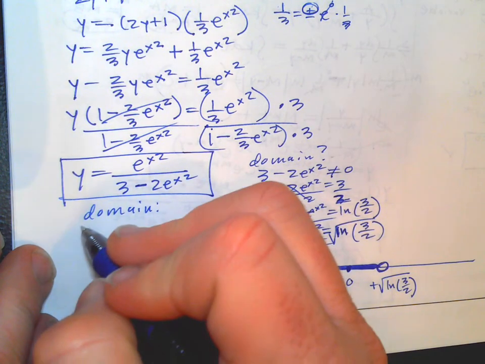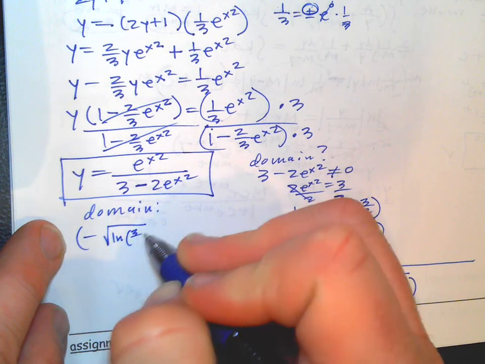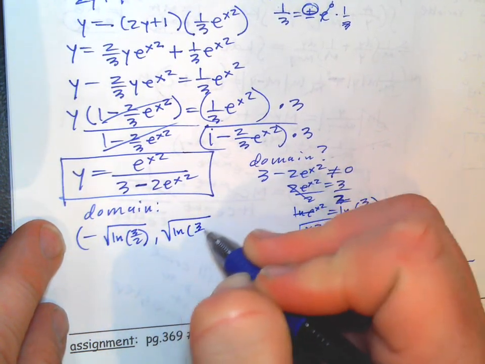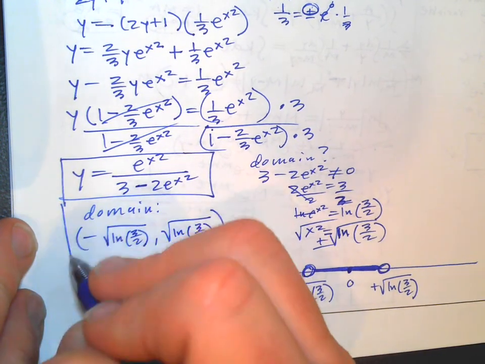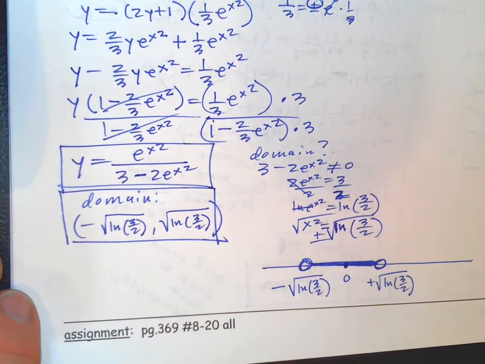So the domain is negative square root of natural log of 3/2 to square root of natural log of 3/2. So you have to provide the domain with the solutions of differential equations. Otherwise, you do not receive full credit.